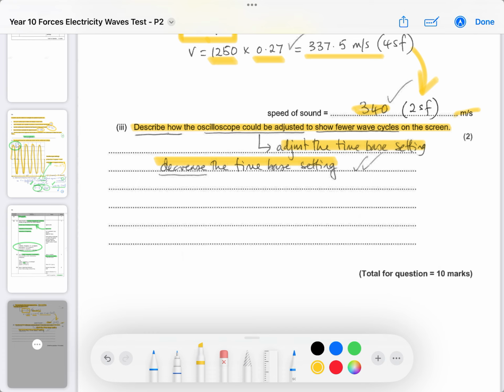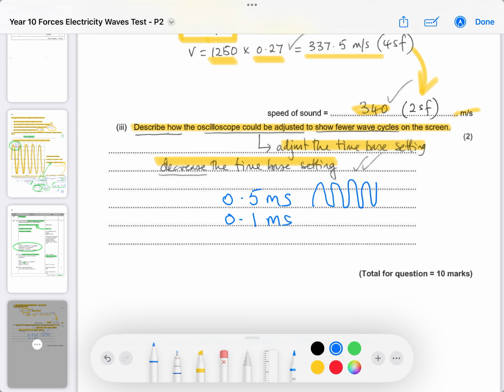Decreasing the time base setting, what does that mean? So if you go from 0.5 milliseconds to say 0.1 milliseconds, that's decreasing it. So each square will be 0.1 millisecond, you won't be able to see the complete wave, yeah? So you'd have fewer waves on the screen. So remember, this one, you were getting 5 waves on the screen, weren't you? Like that, you're getting 5 waves.